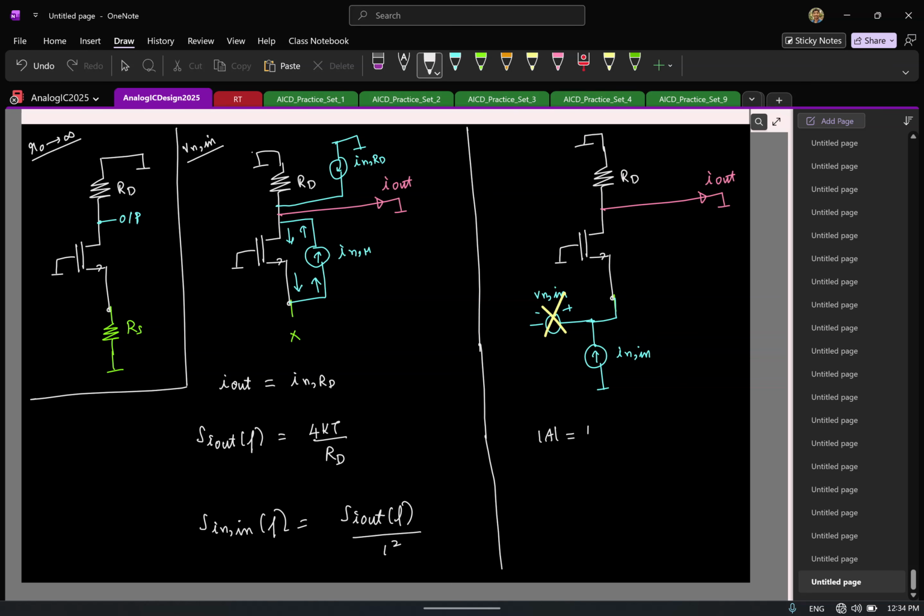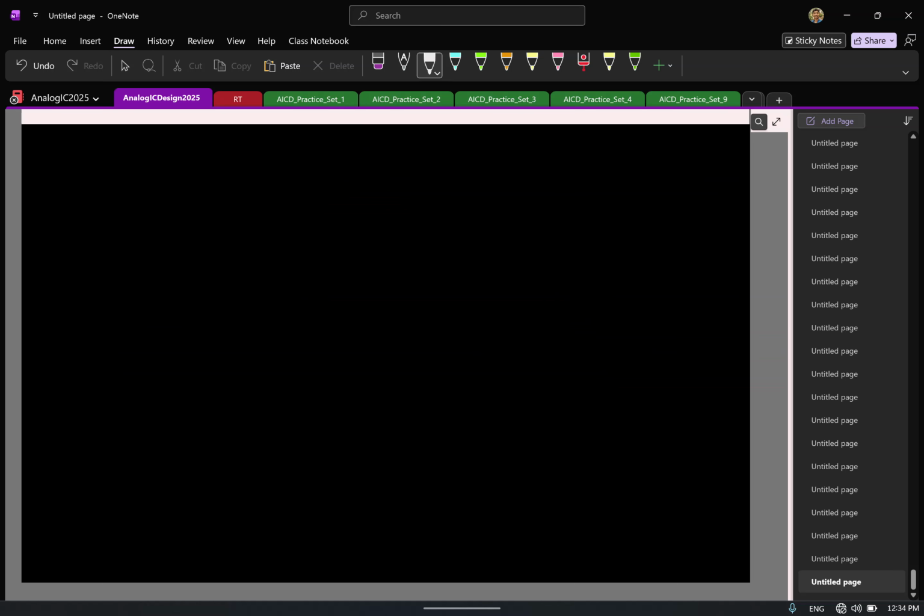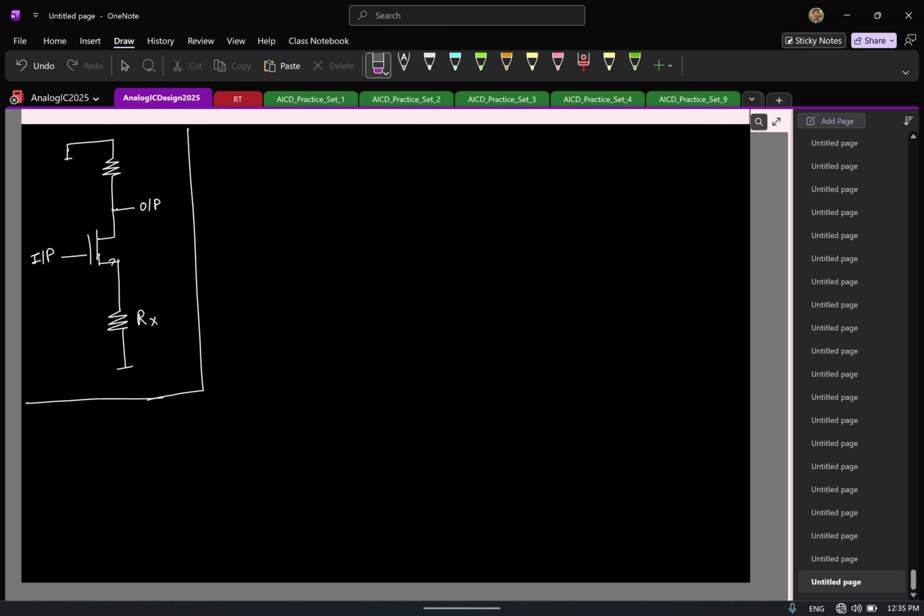So let's look at one more example. Here I'll consider a common source kind of structure. I'll just have a source resistor here, which I'll call Rx. Here is where the input is applied, and here is where the output is taken. Again, as usual, the assumption is we are going to have a source resistance at the input side.